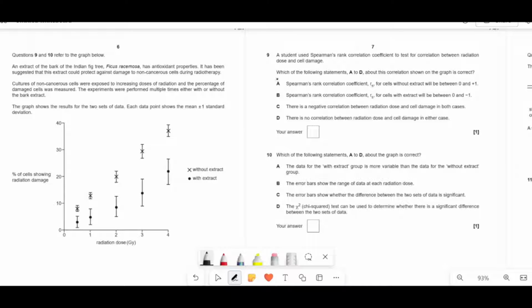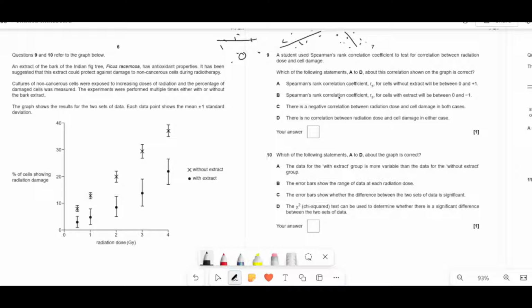So if the correlation coefficient is 0, then there's no correlation. There's just dots all over the place. There's no pattern between the two of them. If it's positive, greater than 0, then it suggests it's going up. So as one goes up, the other one seems to go up. And if it's negative, as one goes up, the other one seems to go down.